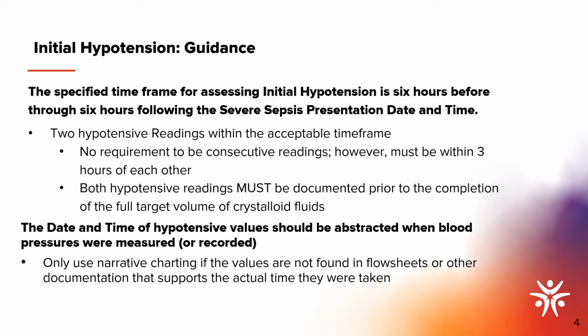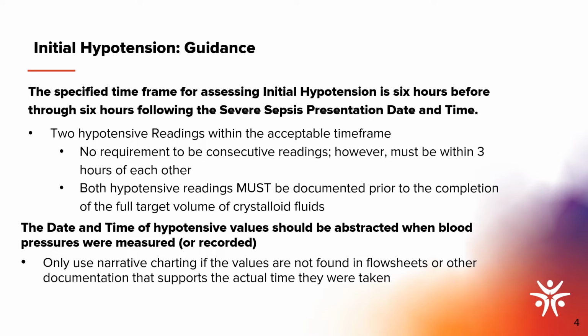Let's take a look at the specified time frame for assessing initial hypotension. To determine the presence of initial hypotension, there needs to be documentation of two hypotensive values within the acceptable time frame of 6 hours prior to through 6 hours following the onset of severe sepsis or septic shock. For this data element, the two hypotensive values do not need to be consecutive. However, they do need to occur within 3 hours of each other.